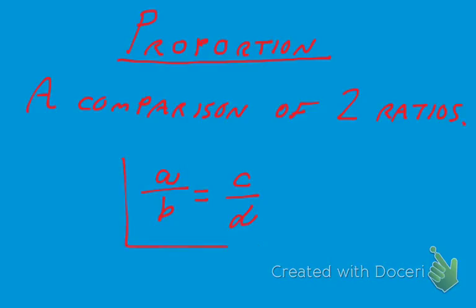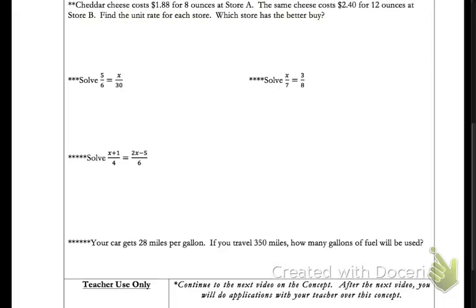And this is what a proportion looks like. A over B is equal to C over D. That's a proportion. There's a couple different ways in which you can solve a proportion, and here's the first.